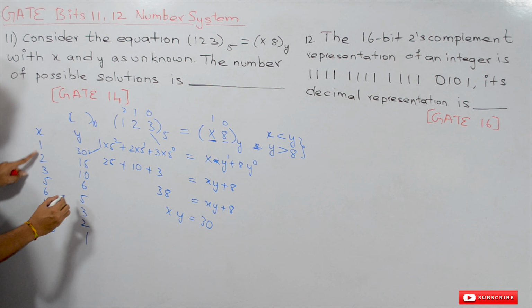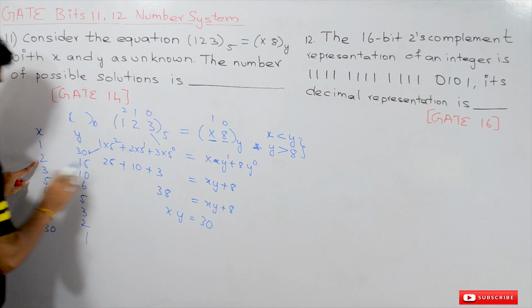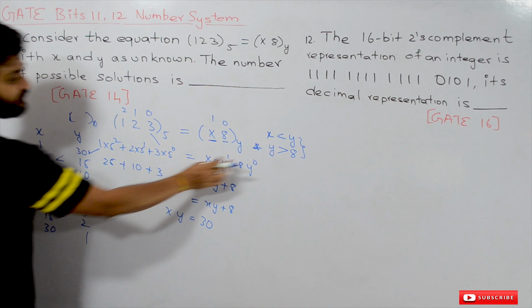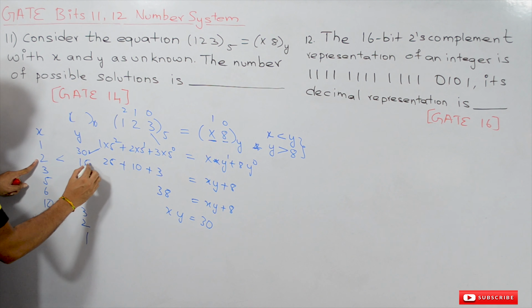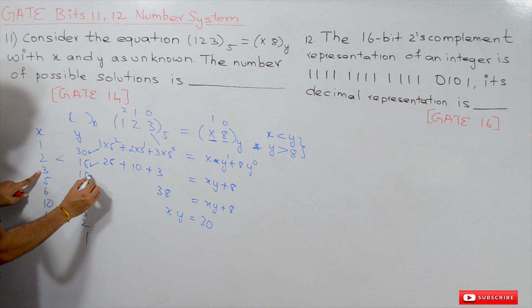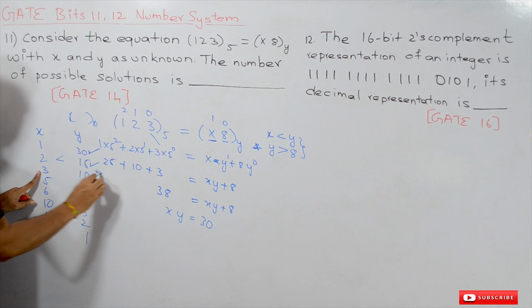Yes, it is true. X should be less than y. Yes, 2 is less than 15, and y should be greater than 8. This is also true. And 3 should be less than 10. Yes, it is true. And 10 should be less than 8.